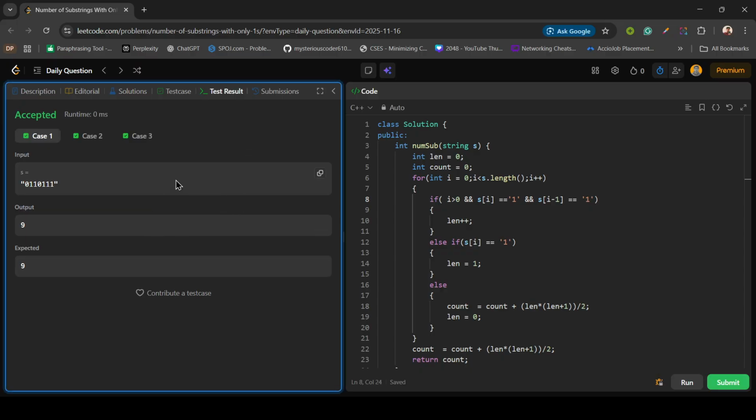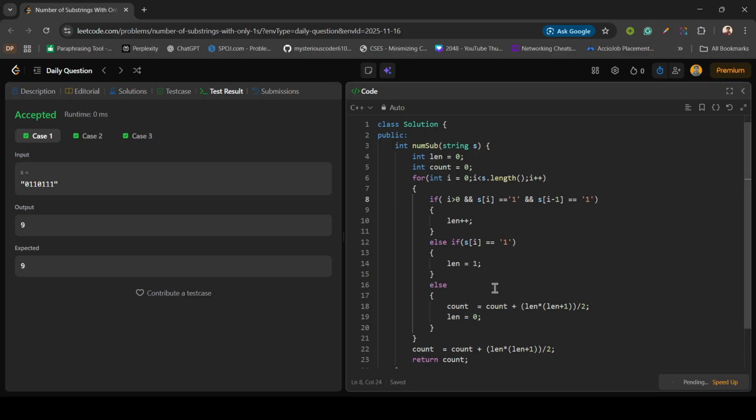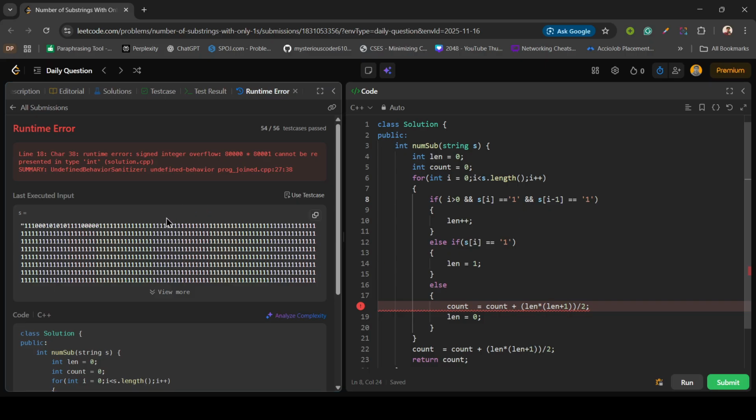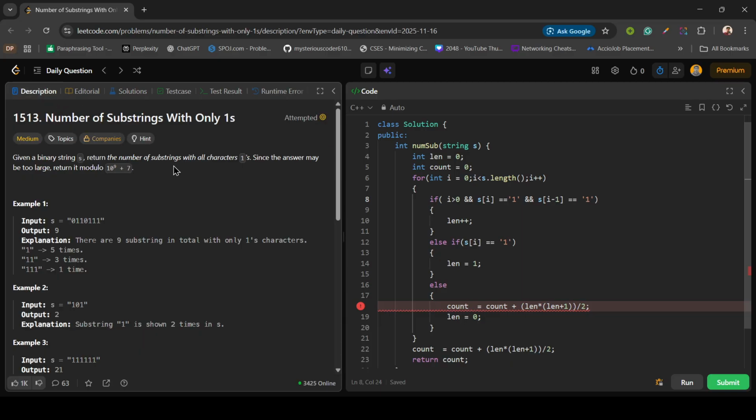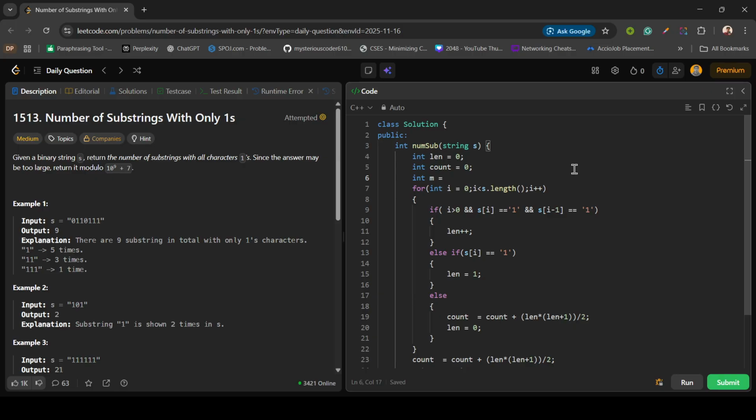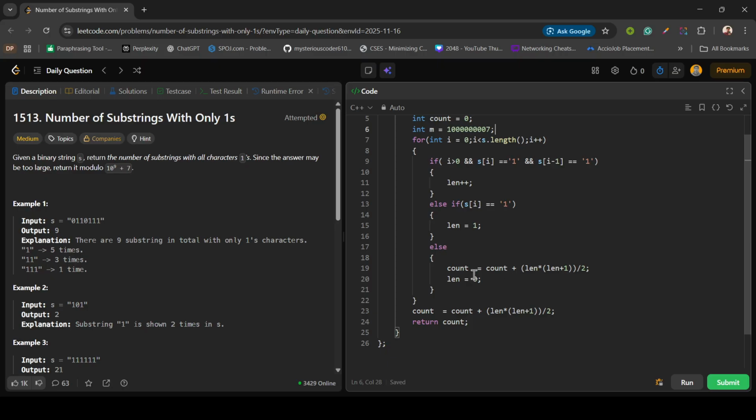See, we can try the answer, right? Now, if we submit the code, we will get an error. We will get a test case not passed. Which test case? This type of test case in which the count of ones is greater than the int range. Now, for this, we are given the information that we have to return it with modulo this, right? So I will write int m is equal to 1000000007.